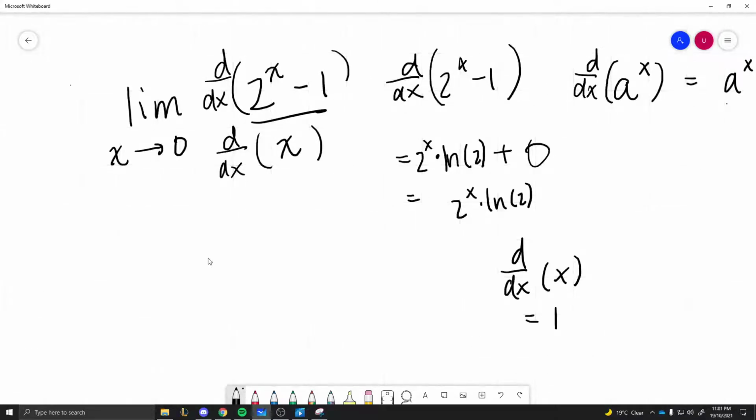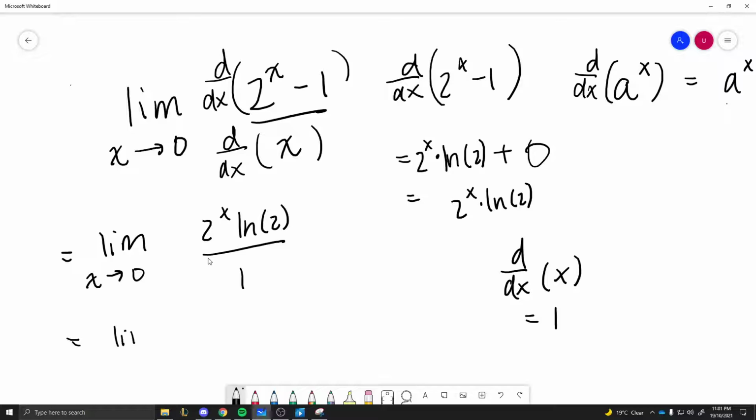So let's just rewrite this. This equals the limit as x approaches 0 of, so the top, which we have here, 2^x ln 2, divided by the derivative of the bottom, which is just 1. So it's the limit as x approaches 0 of 2^x ln 2.